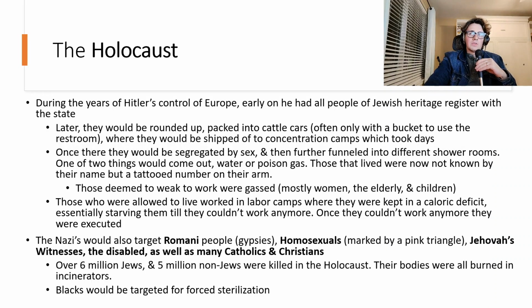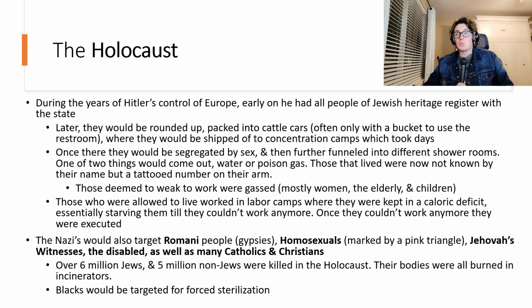I think it's also always important to remember what's happening in the background of World War II, the Holocaust. During the early years of Hitler's control of Europe, he's going to have every single person of Jewish heritage register with the state. It's actually pretty brilliant what he does. He has everybody list, he has everybody register. That way he has a list of every single Jew who's living in Nazi-controlled territory.